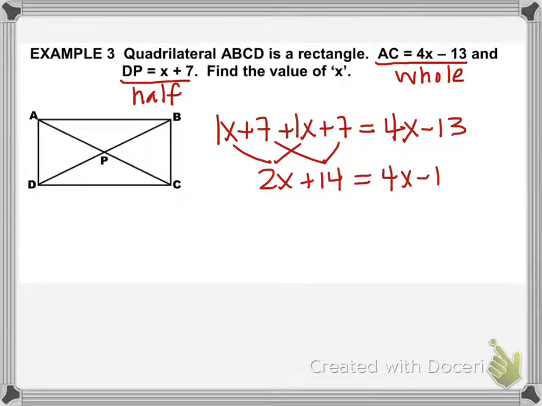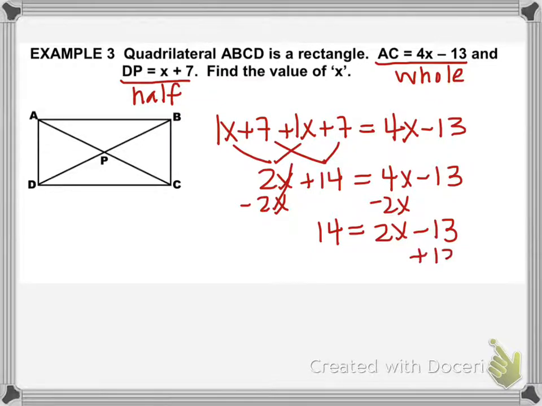Now we'll move our x's to the same side. I'm going to move mine to the right, so I'm going to subtract 2x from both sides. So 14 equals 4x minus 2x is 2x, and then minus 13. Now I'm going to move my constants to the other side, so I'm going to add 13 to both sides. And that makes 27 equals 2x.